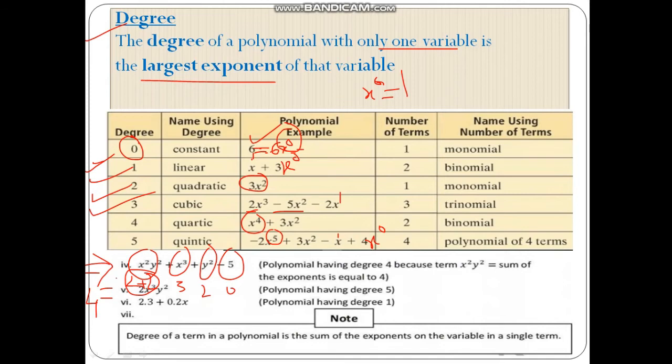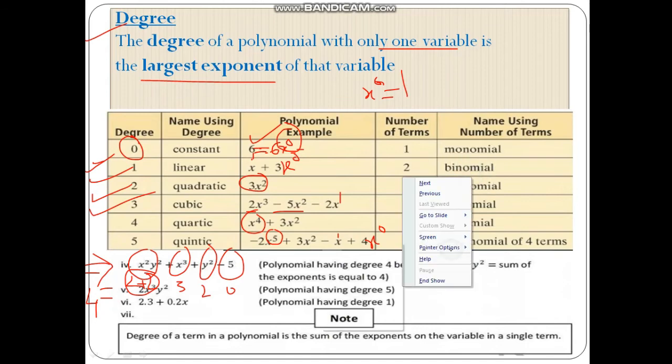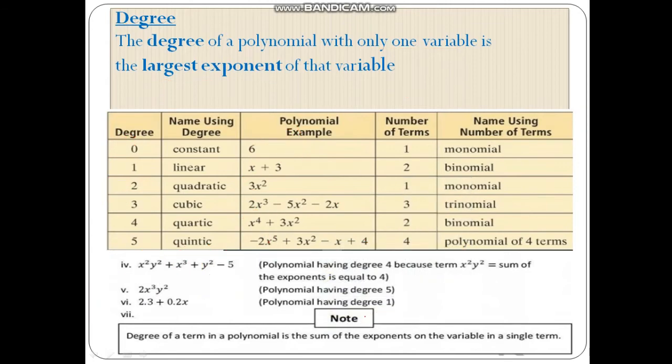अच्छा, अब नेक्स्ट में आप देखिए, in the next one you can see that the polynomial has degree 5. How? 3 plus 2 is equal to 5. So the degree of the polynomial is 5. Here just one variable is there, so the degree of the polynomial is 1.